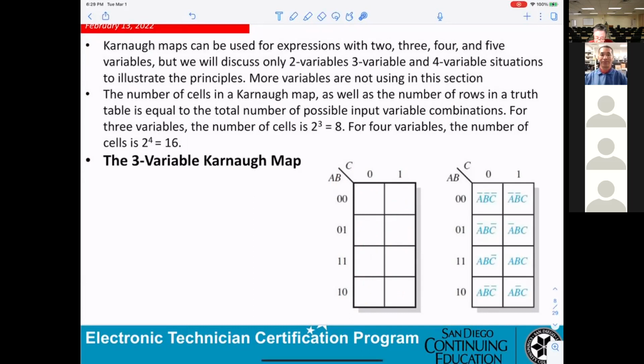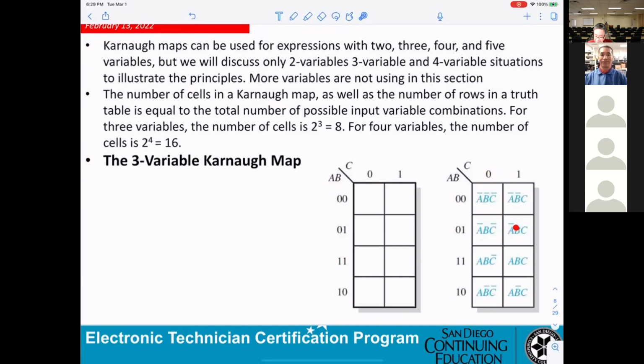On the left side, AB, A will be the first column: 0, 0, 1, 1. B will be the second column: 0, 1, 1, 0. Now they want the product for each cell. If I'm standing right here, you look up and you see not C, right? C0 means not C. A0 means not A. B0 means not B. So for this cell the product is not A and not B and not C.